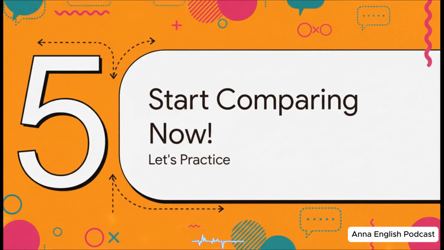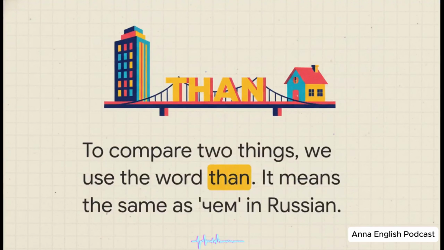All right, so that's all the theory. We're done with the rules. Now we get to the really fun part. Let's see how you can use all this to build actual sentences that you can go out and use in a real conversation, like today. So when you're connecting the 2 things or comparing, you need this one tiny but oh so important word, than. Think of it like the Russian word chem. It's the little bridge between the 2 things.